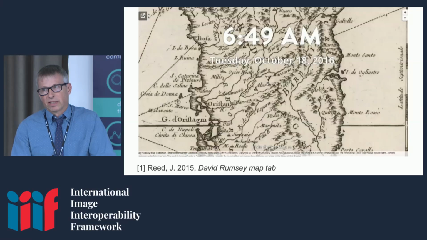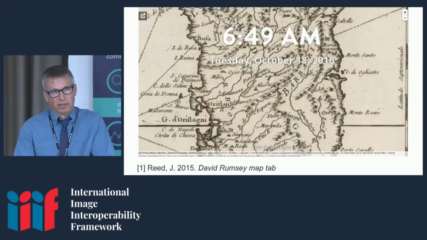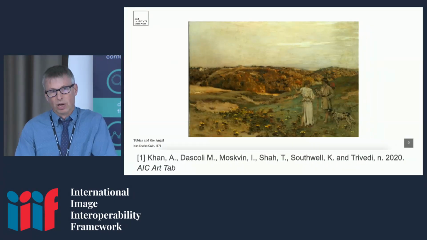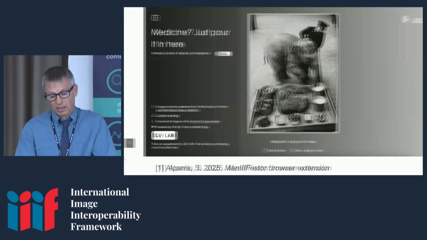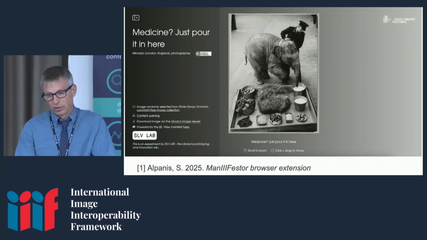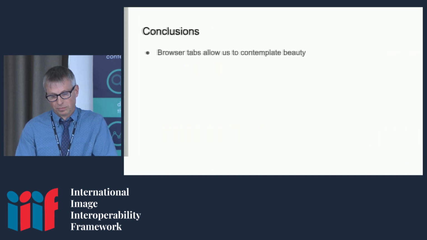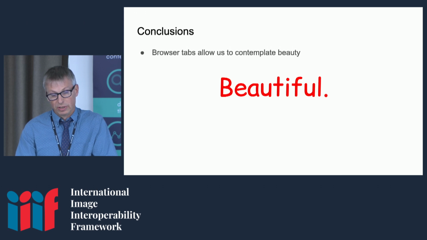Then let's look at the next classification, that is of beauty. How can we reveal the intrinsic beauty of all of these IIIF things? Here's an example from 2015, a map tab. Every time you open your browser, you get a new image. Here's another one from the Art Institute of Chicago in 2020. And most recently, an example from State Library of Victoria from 2025. My conclusion from this is that browser tabs allow us to contemplate beauty, and that is in itself a beautiful thing.